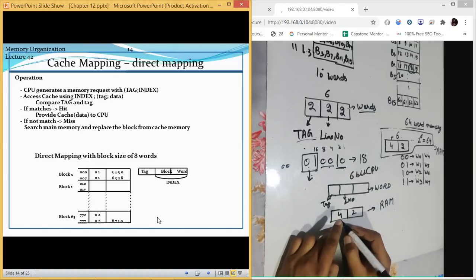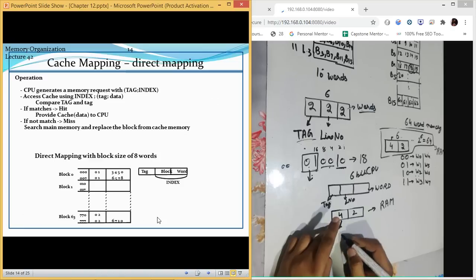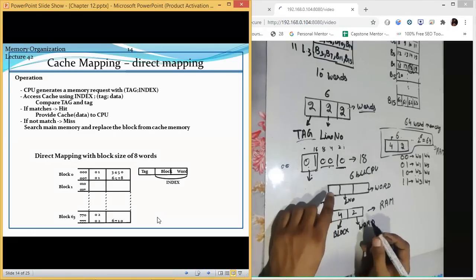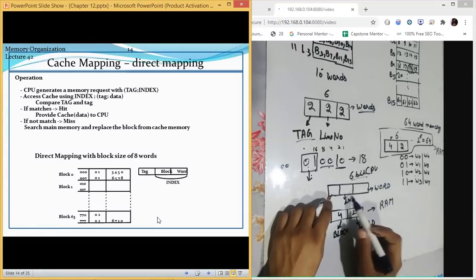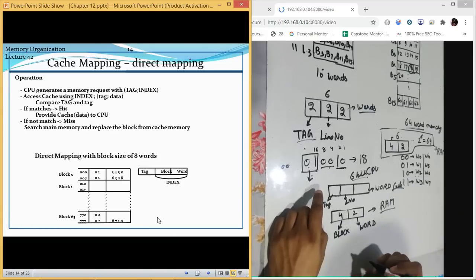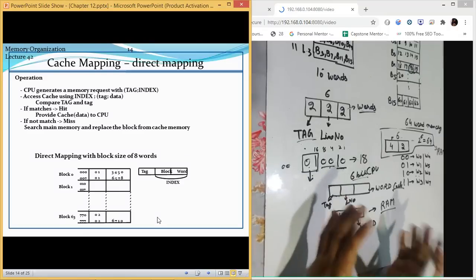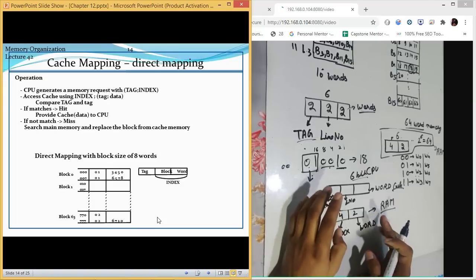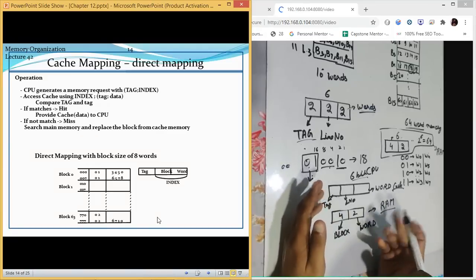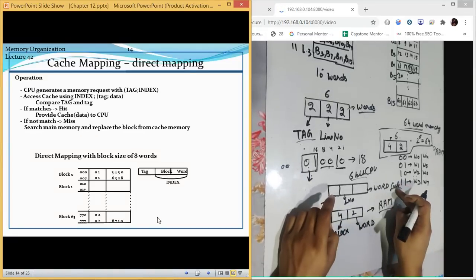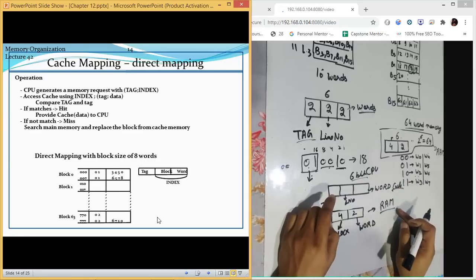Whereas here, in this case, we call this a block and this a word. So by using the same 6 bits, we are able to refer to a cache as well as to RAM. We are using the same number of bits to access both of the memories. So your CPU doesn't need to generate any special or different address to access cache or a different address for RAM.